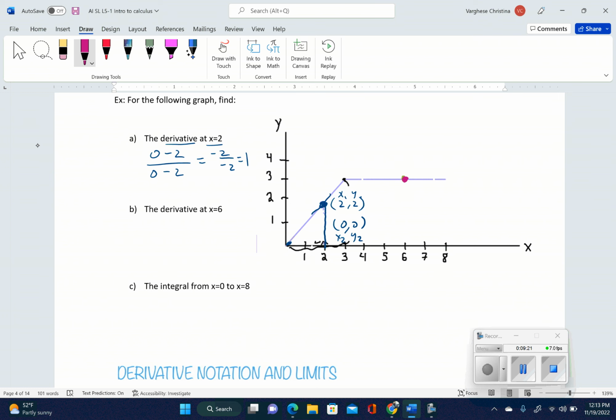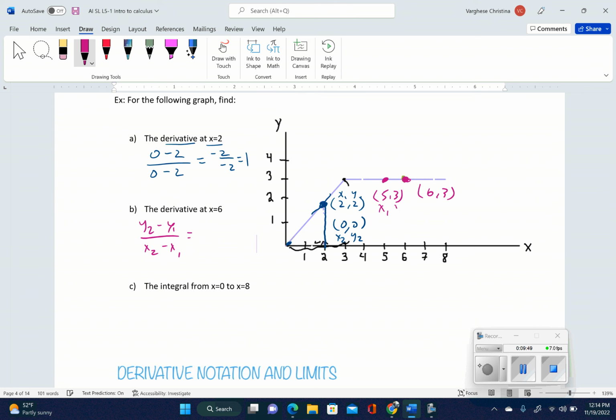But let's go ahead and prove that, right? If I have this point right here, which is 6 comma 3, and I'm looking to find out what the slope is at that point, I also need to pick another point along that line, which is right here. So this one right here is 5 comma 3.